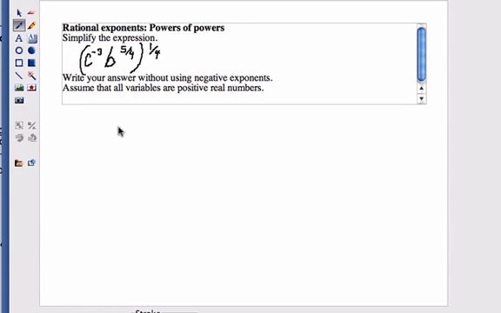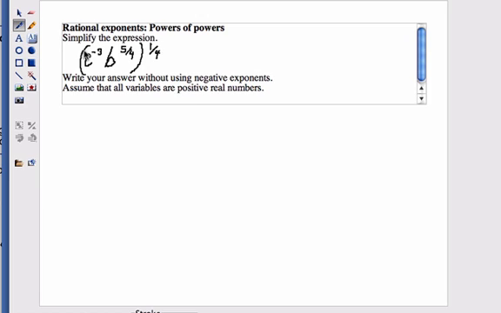Rational exponents, powers of powers. In this problem, you'll be asked to simplify an expression, like the one here on this board. And you're going to write your answer without using negative exponents. You're going to assume that all variables are positive real numbers.